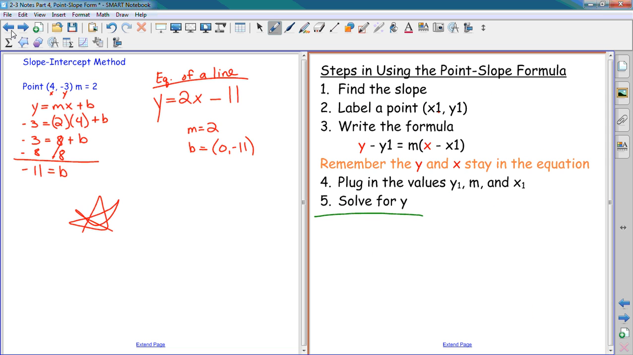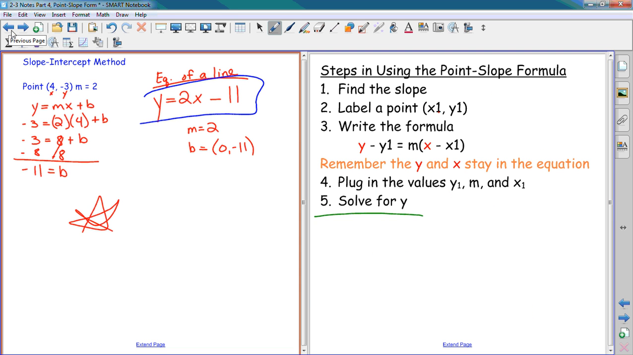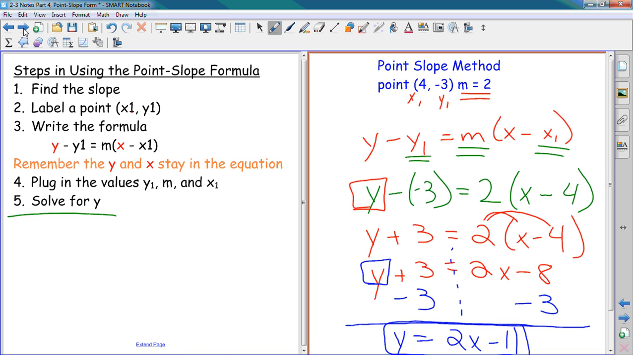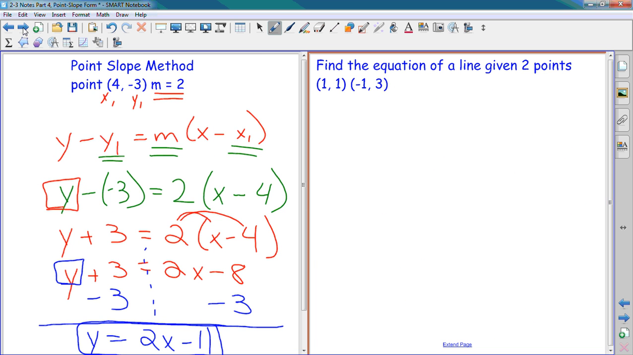Well, look at, we used the point slope method, and what did we get? Y equals 2x minus 11. So does it matter which method I use? No. So, whichever one you prefer.